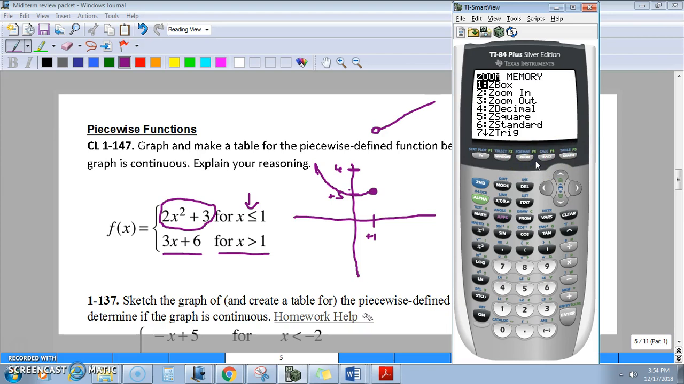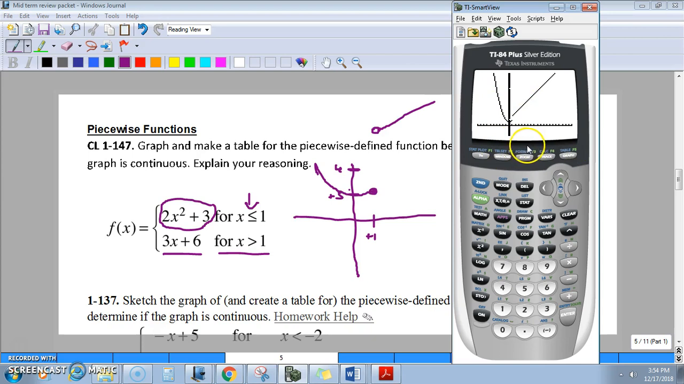Cool. I'm going to change my window so that my y goes up farther, let's say 50, and let's say my x gets bigger to, let's say 20. Looks like I have a stat plot in there. Let me clear that out so we have a better idea. Turn that off. Okay, go back to the graph. Cool, there we go. So kind of like I drew there.